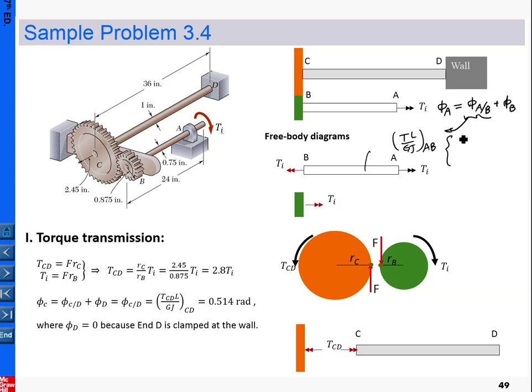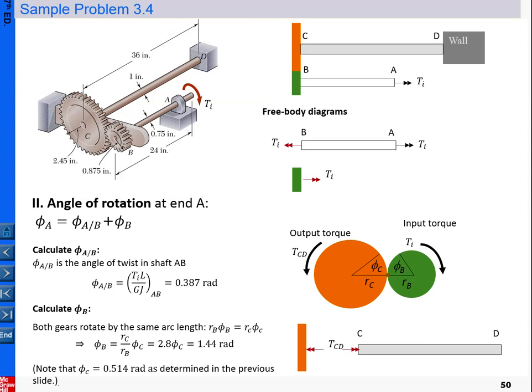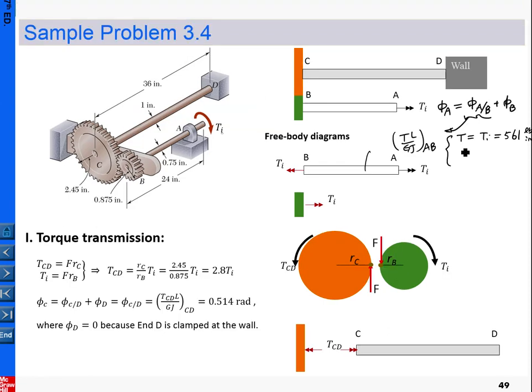Here we have the information pertaining to shaft AB, where the T in this formula you should use is TI here. Okay, so here we've calculated 561 pound inch. And then G is the given material property for this shaft. J has been calculated as pi over 2 times C to the 4th power, with the radius 0.75. And what's L? L is the dimension, 24 inch. So from here you should be able to calculate phi A relative to B, which is 0.387, and the unit is radian.